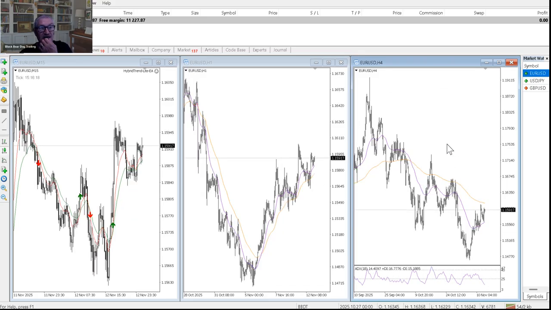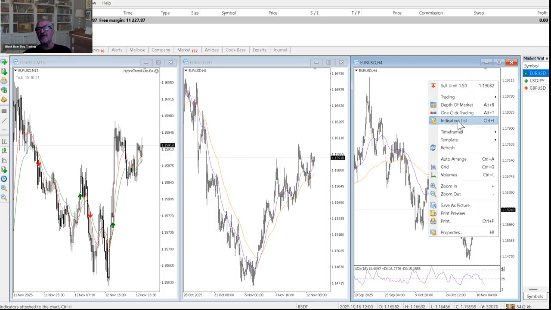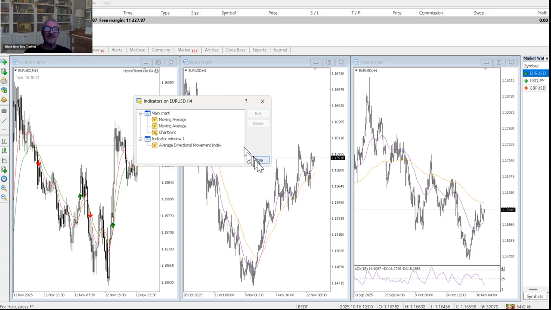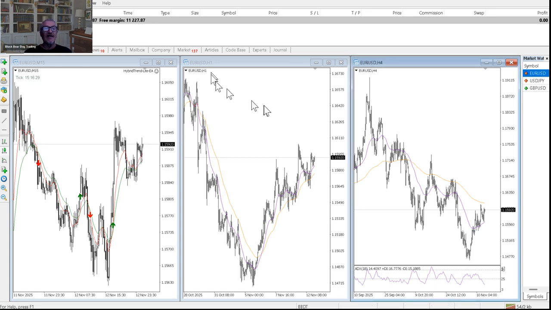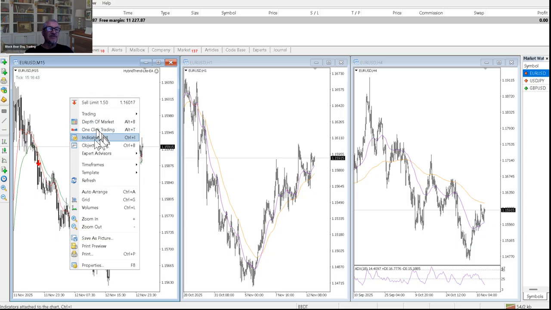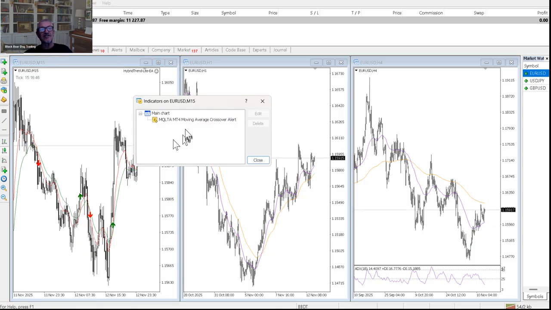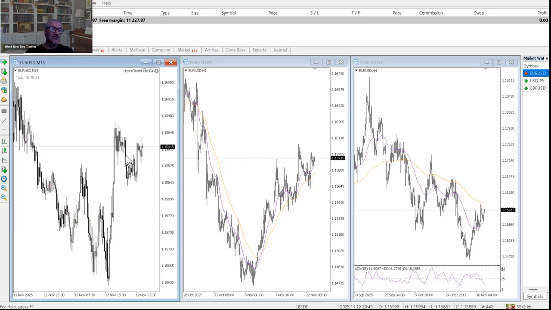So now let's automate this a step further. On the H4 chart, we don't have to do anything. What we have here stays as is. On the H1 chart, we don't do anything either. We make the modifications to our M15 chart. So first what we do is just right click anywhere in the chart, go into indicators, and now we remove the MQL4 third-party indicator. Highlight it, click on delete, click on close, and it's gone.